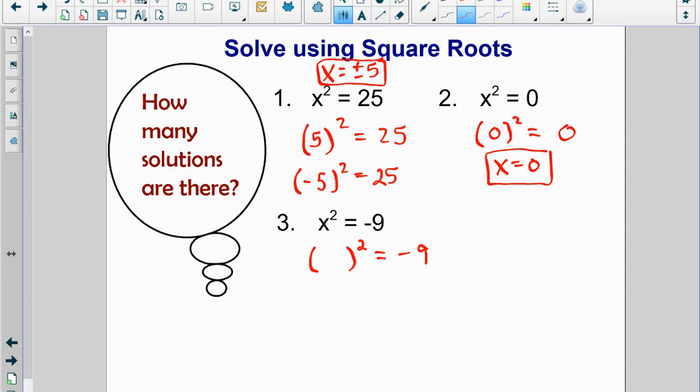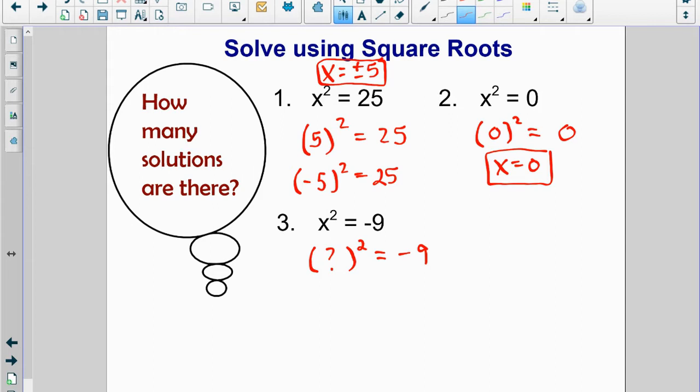Oh, now wait a second. How do we do that? A number times itself that equals negative 9? Well, if you think it's 3, 3 times 3 doesn't equal negative 9. It's got to be negative 3 then, right? The problem with that is negative 3 times negative 3 equals positive 9, not negative 9. So what number squared equals negative 9? I guess there isn't one, at least not a real number.